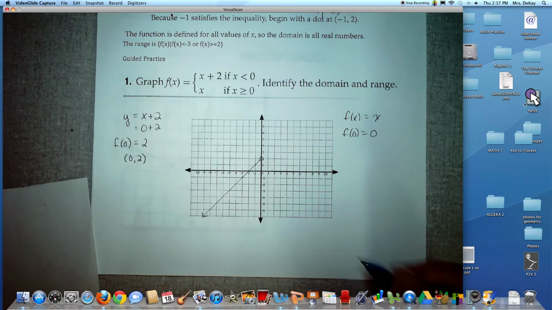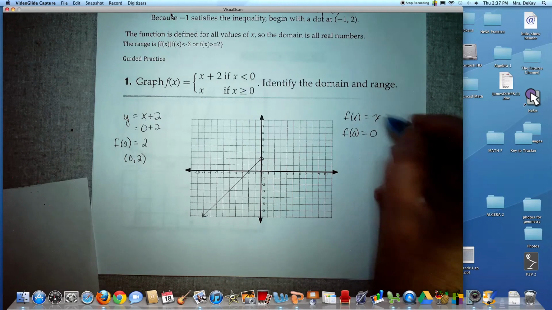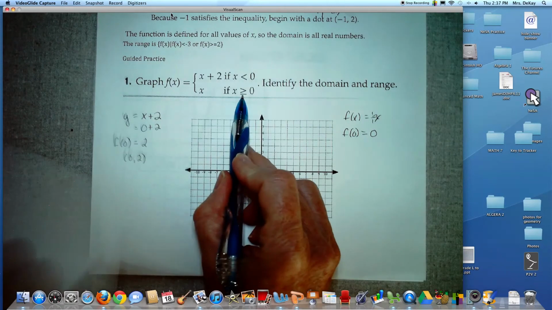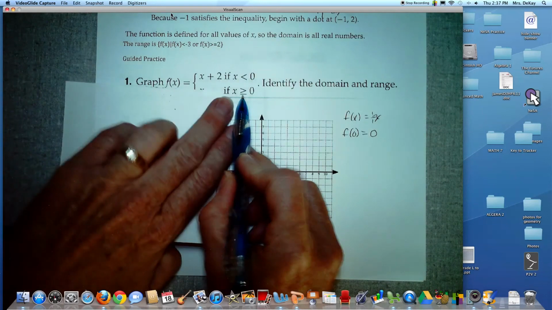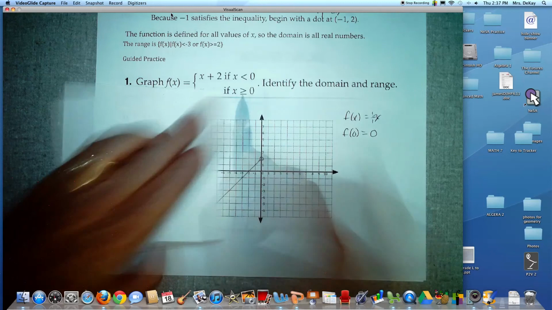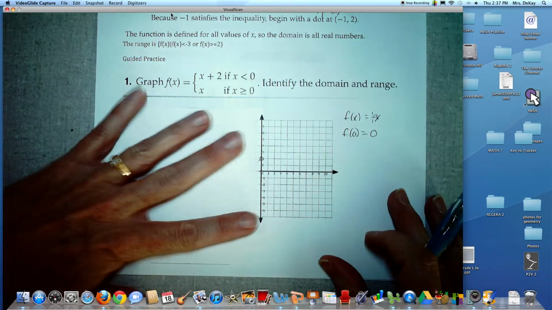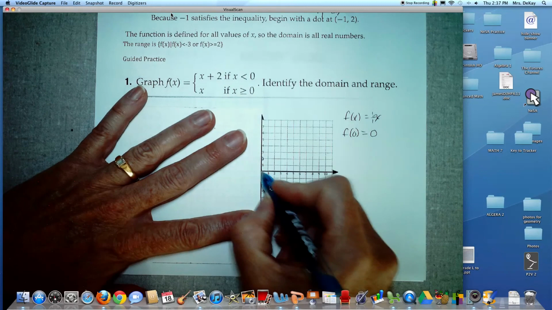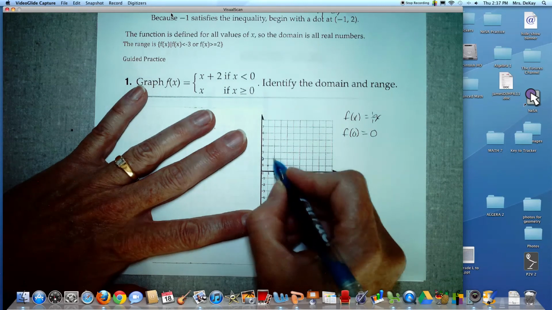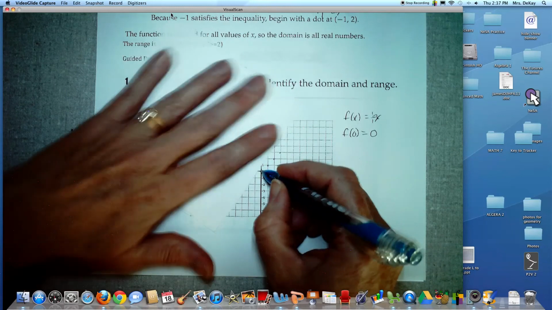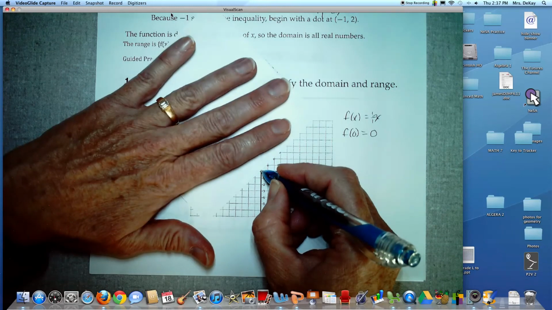What's your slope of this line? 1 over 1. Which way am I going? Positive, up and over. Be careful. What does it say? Greater than or equal to. So I'm going everywhere on my x-axis that's greater than. So I'm going to go 1 over 1, 1 over 1, 1 over 1. You got your pattern. Make sure you hit every corner.